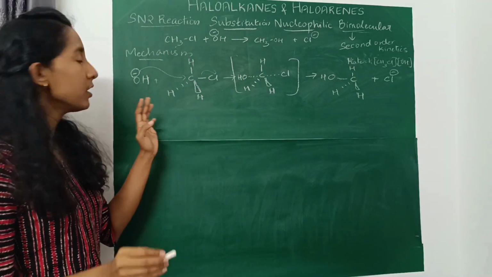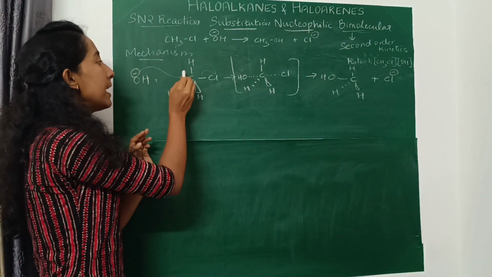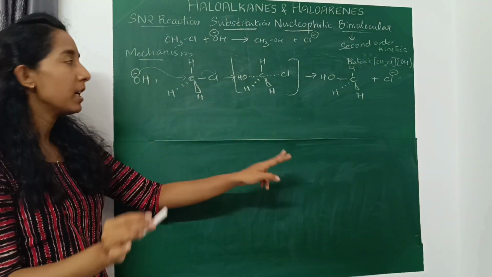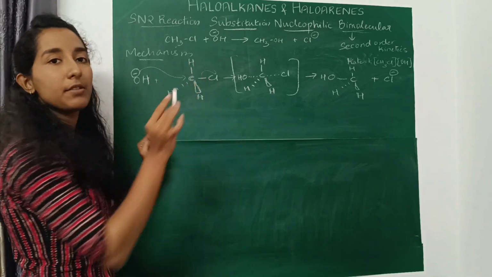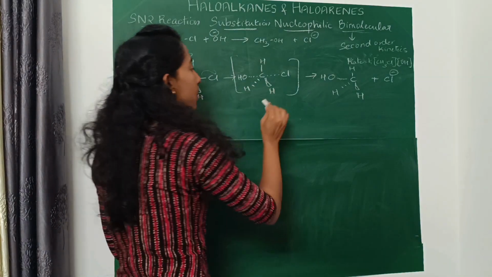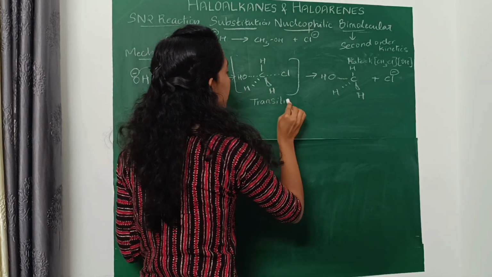So this is the reaction. Here you can see OH minus is a nucleophile and it attacks this carbon. And then the chlorine will be moving from the other side. Here OH minus is attacking from the back side and the chlorine is leaving from the front side. So it has a transition state. This is called a transition state.